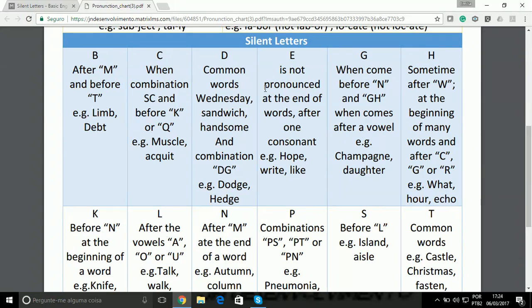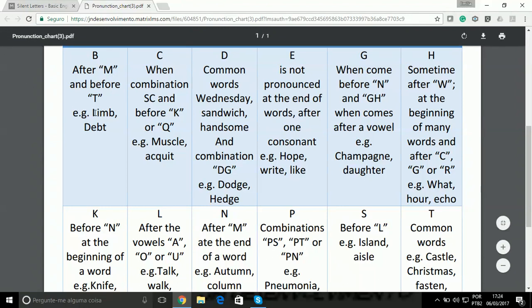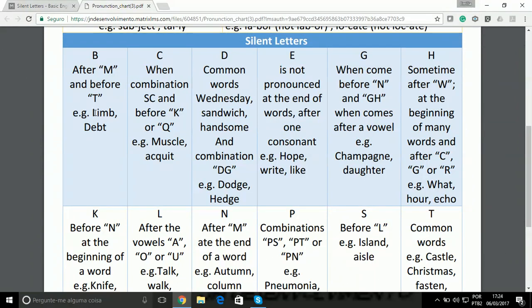We have silent letters when we have the letter B that comes after the M and before the T. For example, limb, comb, thumb, or debt, doubt. These are examples of words where we don't read the B. In the case of the C, when it's combined with the S in some cases, or before the K and the Q, we've got words like muscle, scissors, acknowledge, where we don't read the C.